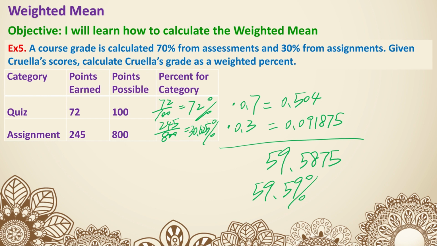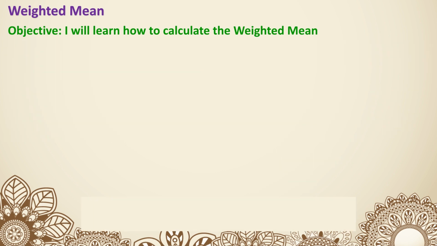Again, if you want to change everything into percent already right here, be careful. You need to move the decimal point to the right twice. So it's going to be a 50.4%, and this is going to be a 9.1875%. That is example 5.